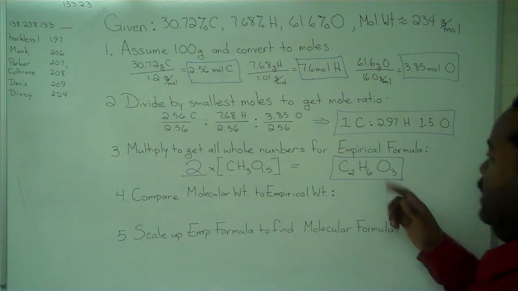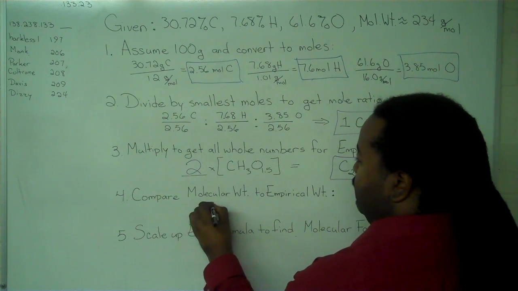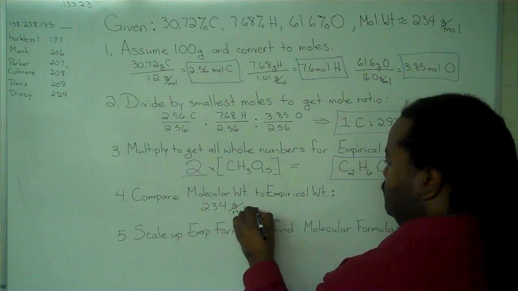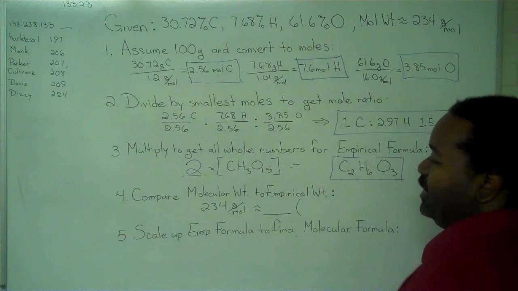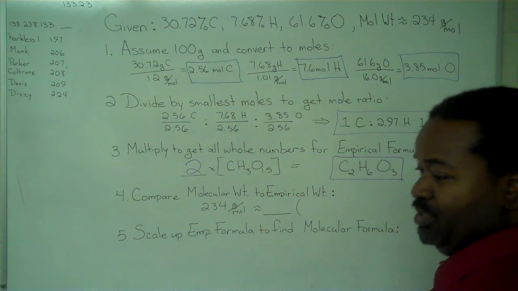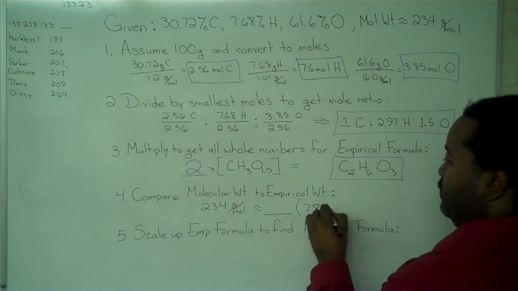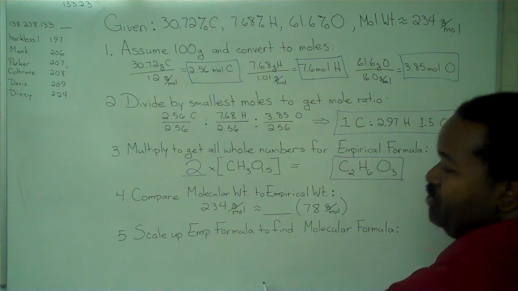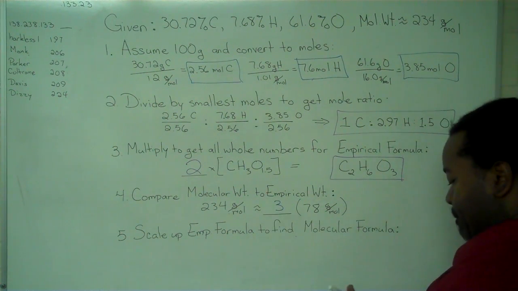So that empirical formula then can be used for the next step. We have to determine an empirical weight to compare against the molecular weight which we were given. So we have 234 grams per mole, and we're going to compare that against something times the empirical weight. Should give us our answer. And so an empirical weight for this is 78 grams per mole. And so the value that we need in order to make this work is 3.